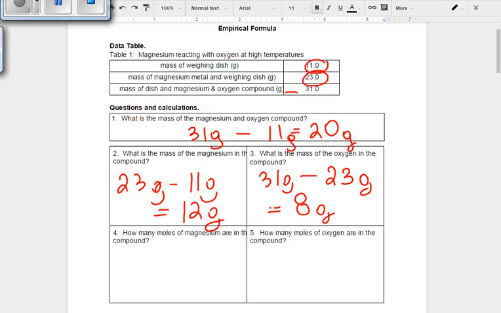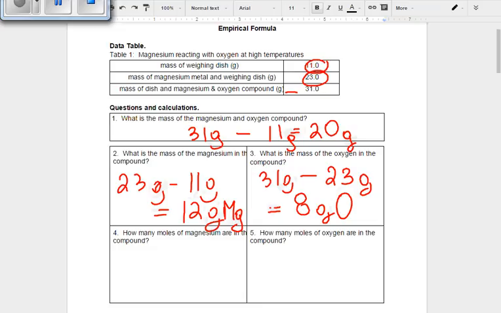The next question is asking you to convert the grams of magnesium from question number 2 and grams of oxygen from question number 3 into moles of magnesium and moles of oxygen. This step is absolutely necessary. You may not use the grams to figure out the formula of that compound. You do need everything in moles. It's kind of like your base unit.